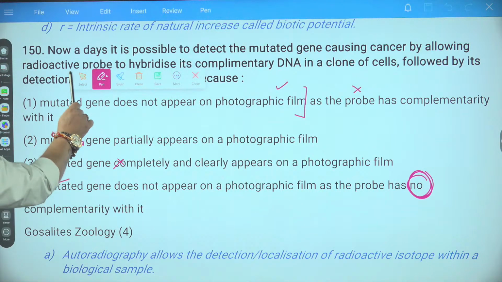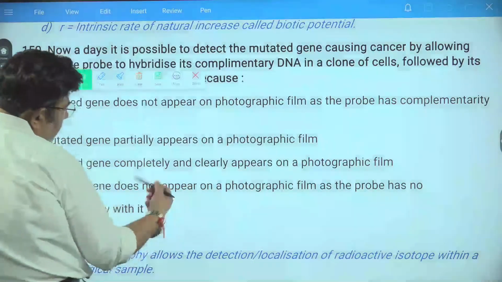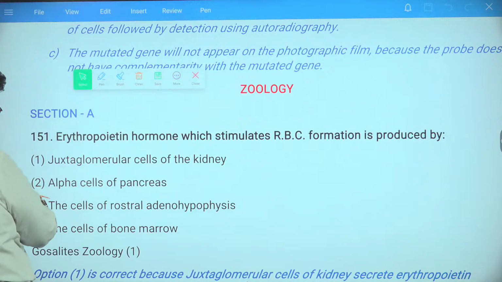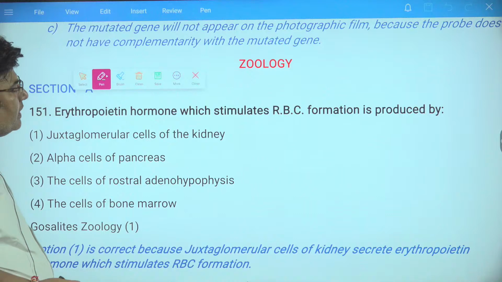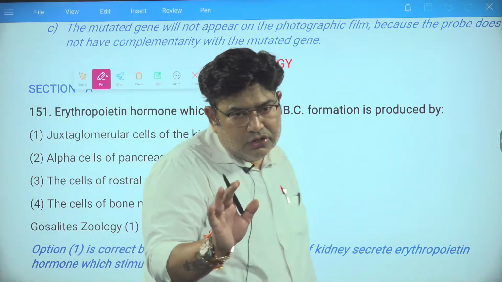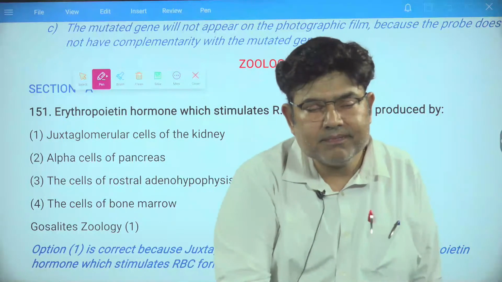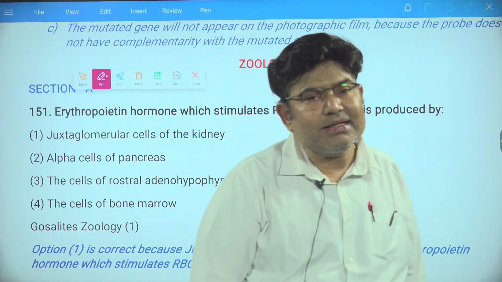Yes, it is a good question, but statements are there. And if you don't read the statements, and if you don't understand also, then you won't be that confident in your answer. Erythropoietin hormone, which stimulates RBC formation, is produced by. Now, I remember 10, 12 students after the test said, Sir, where did this come from? It is not in the NCERT. It is there in the NCERT.